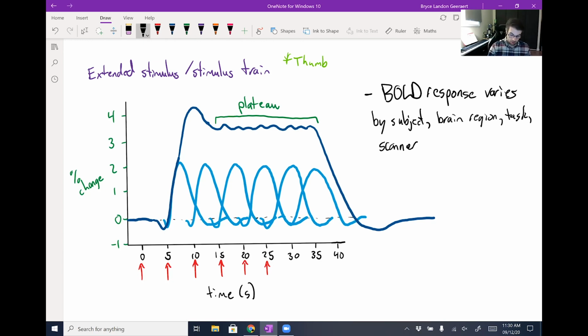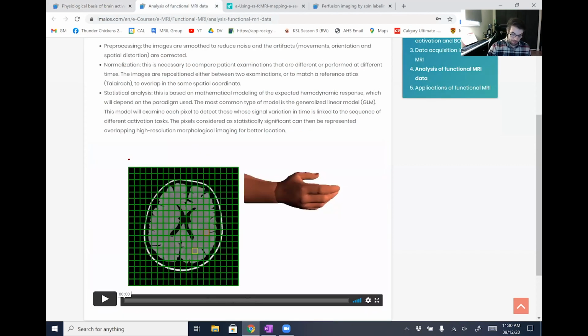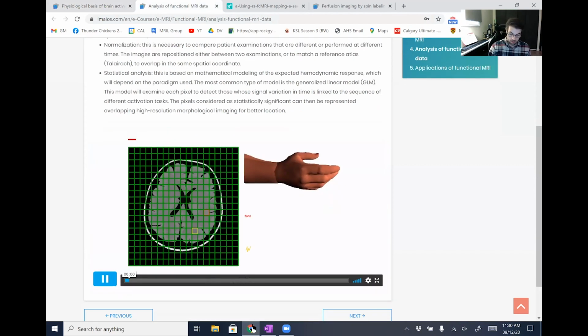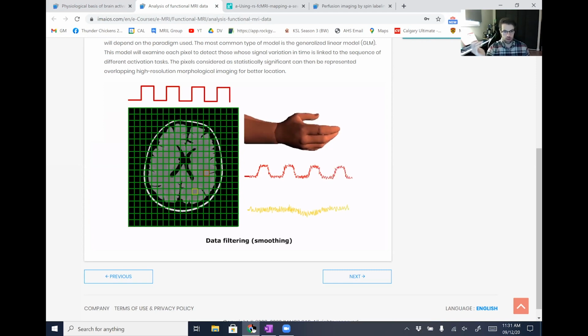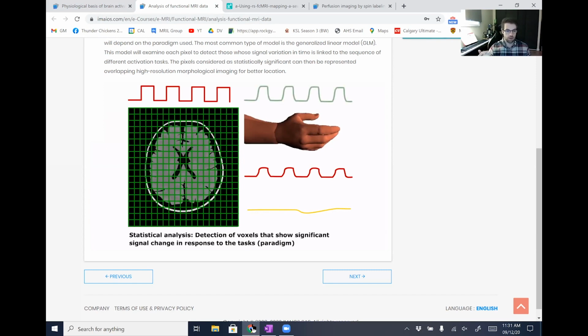Got a little animation here showing some actual analysis of what this might look like. So here we're looking at time courses of signal in two different areas. The red voxel, which is in the motor cortex related to the thumb, and then a yellow voxel, which looks to be in the inferior parietal or superior occipital lobe, which is not related to thumb function, right? So over time, as the thumb is moving, we see increased signal in the red voxel, and then no change in the yellow voxel.